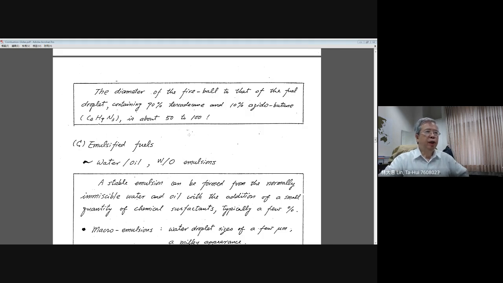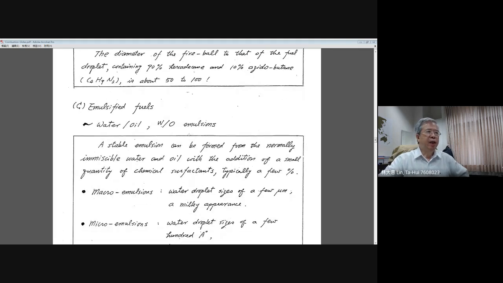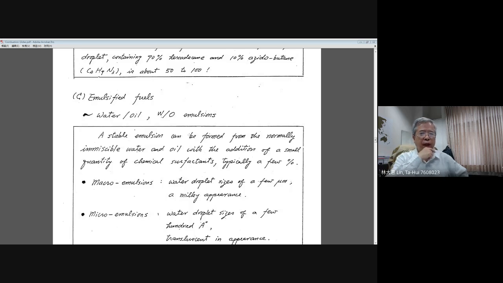Now we go to the next step. In the previous part, we looked at the miscible fuel, but in the next part, sometimes you will need to mix two liquids together, but they are immiscible. They cannot mix well directly. Now we can use some chemical surfactants to help combine these two liquids together. Then we call this a so-called emulsified fuel.